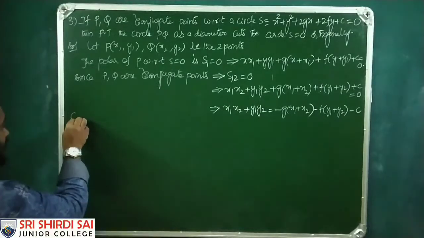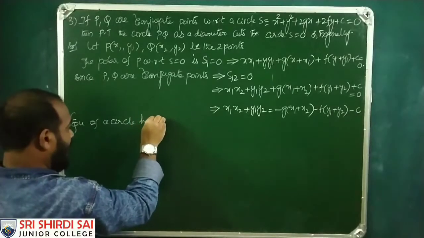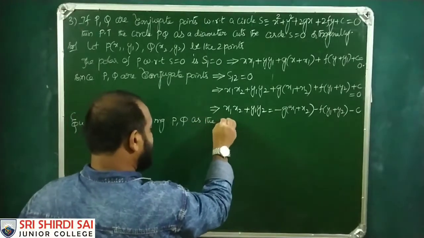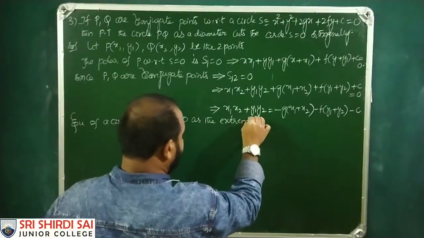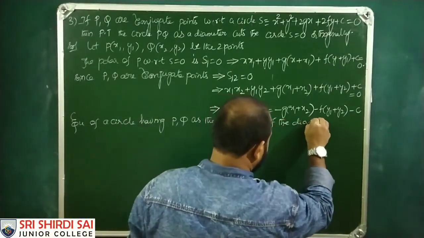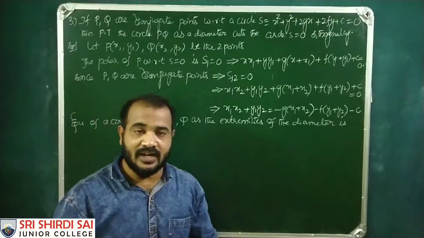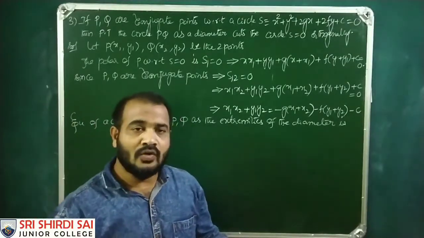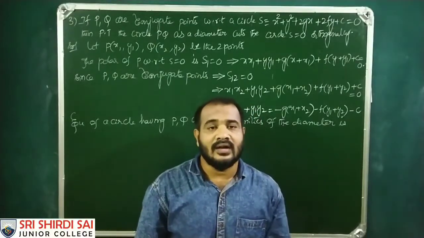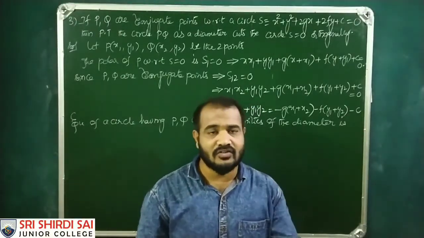So the equation of a circle having P, Q as the extremities or the end points of the diameter is, so the diametric equation of the circle, which we have studied before in the circles chapter. So various forms: parametric equation of the circle, diametric equation of the circle, standard equation of the circle, general equation of the circle, central form, everything we have discussed before.